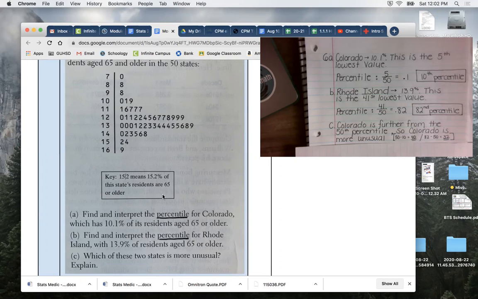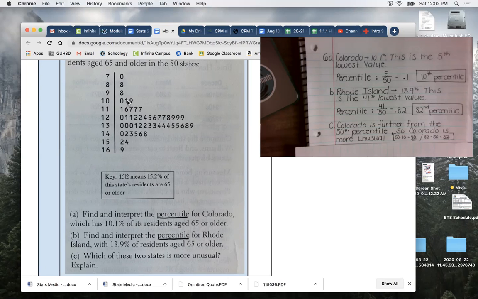Because in the next question it says, find and interpret the percentile for Colorado, which has 10.1% of its residents that are 65 and older. So the first thing I'm going to do is go up here and find where that is. 10.1 is that guy right there. 10.1 is that one right there. So 10.1 happens to be on the lower side because there aren't many values that are actually even lower than 10.1.